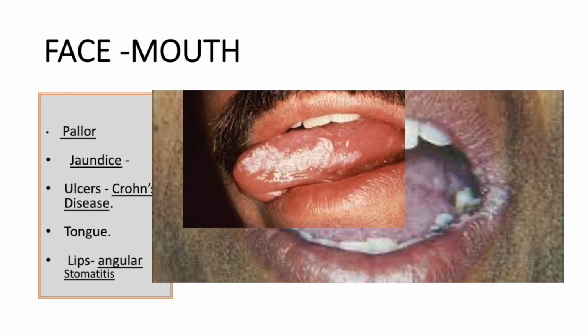Now look at the face. Ask the patient to open the mouth. Look at the angle of the mouth for angular stomatitis. Look for pigmentation, pallor, jaundice. In addition, on the side of the tongue, look for oral hairy leukoplakia and also oral thrush. The oral hairy leukoplakia is differentiated from thrush: when you scrape, it cannot be removed. Also, ulcers may be seen, which can be seen in Crohn's disease, ulcerative colitis, Behçet's syndrome. So it is important to examine the mouth and oral cavity as part of the general examination of the gastrointestinal system.